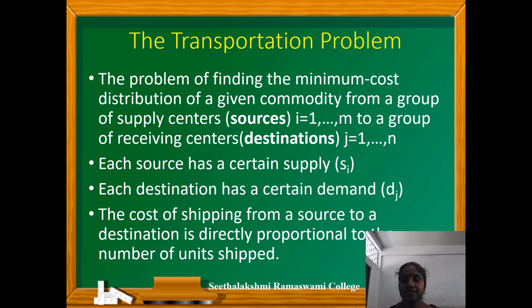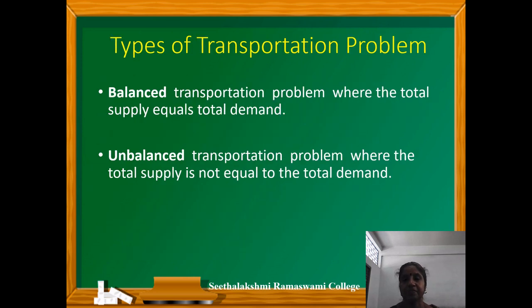Each source has a certain supply, and each destination has a certain demand. The cost of shipping from a source to a destination is directly proportional to the number of units shipped. If the demand and supply are equal, then the transportation problem is said to be a balanced transportation problem. And if the supply and demand are not equal, then it is said to be an unbalanced transportation problem. So these are the types of transportation problem.